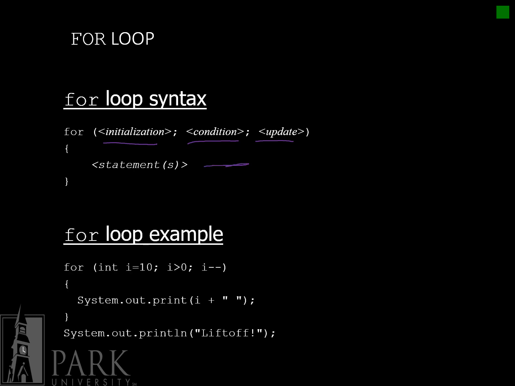So here's the code for the example on the previous slide of counting down from 10. You have for int i equals 10. Remember, that's an initialization. Some condition, so while i is greater than 0, subtract or decrement i. And so then we're going to print out i plus a space.